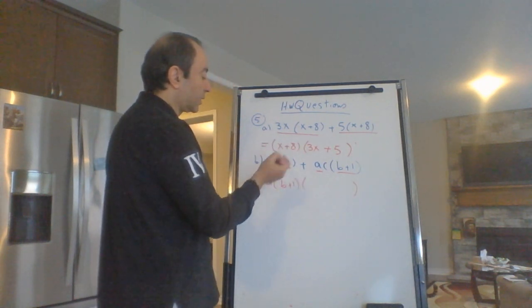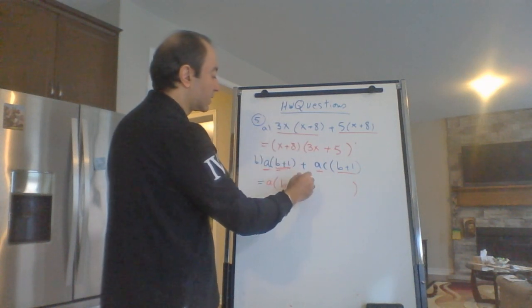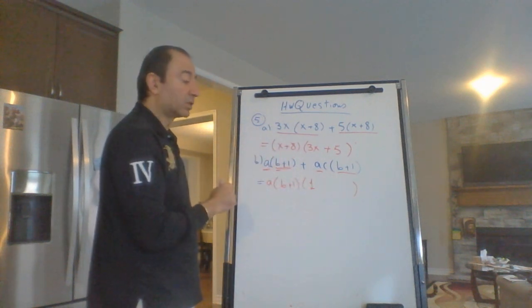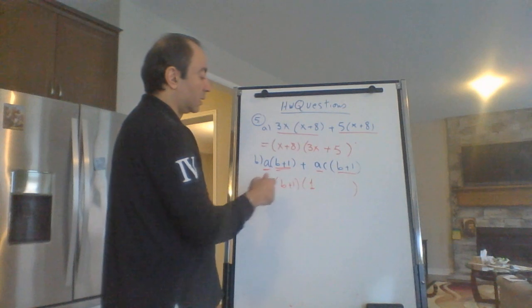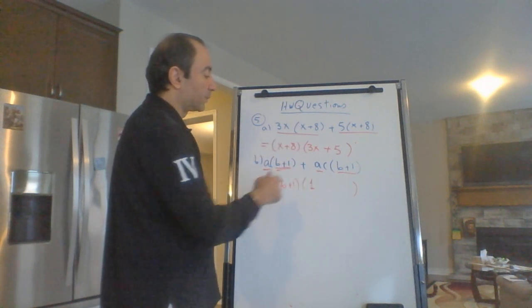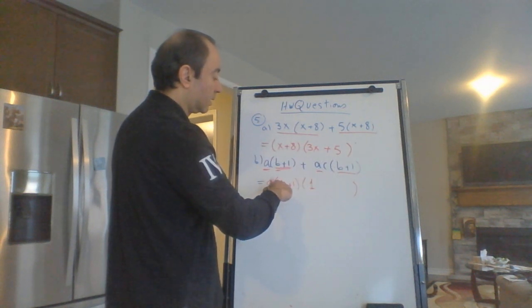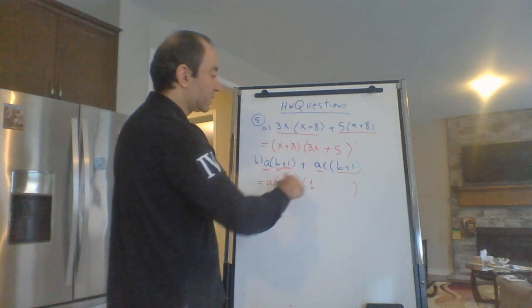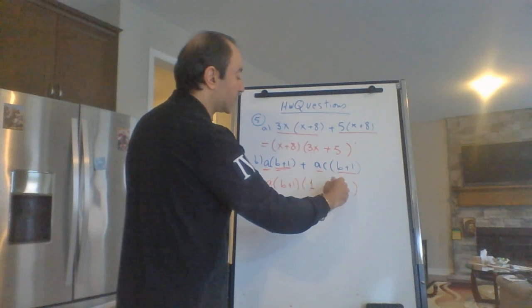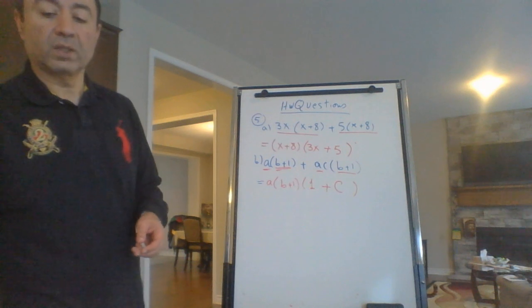A divided by a is 1. This term divided by itself is 1. So what is left here is 1. When I divide this term by the term that I factored out, this division result will be 1. When I divide this by a times b plus 1, the a cancels out, the b plus 1 cancels out, and that only leaves c. So this is the second question.